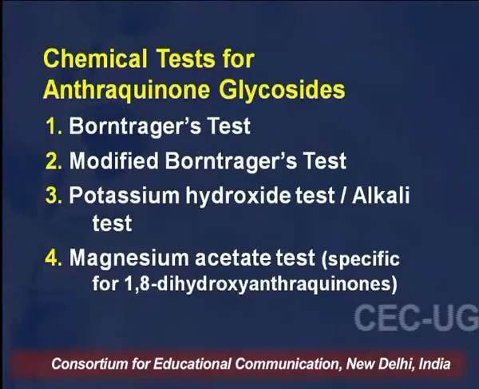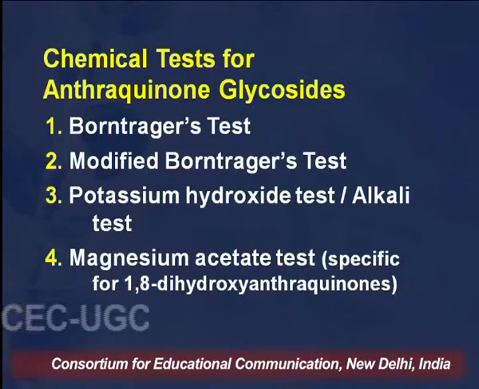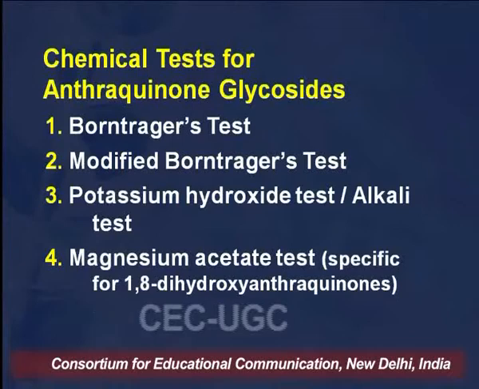And the fourth and last test for anthraquinone glycosides is the magnesium acetate test, and this is specific for 1,8-dihydroxy anthraquinone glycosides. Whenever the extract is treated with magnesium acetate, you get a slight orangish or reddish color that will indicate the presence of 1,8-dihydroxy anthraquinone glycosides. So these are the chemical tests which you can use to detect the presence or absence of anthraquinone glycosides.